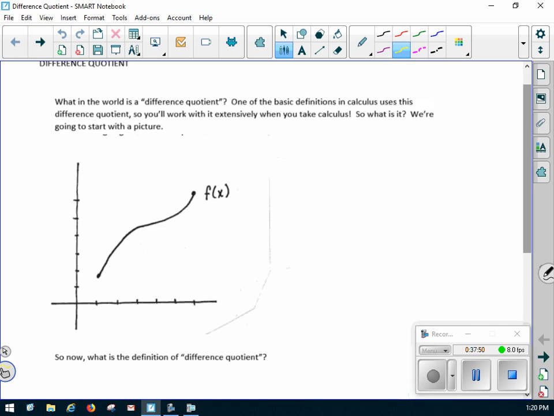What I'm going to show you is stuff you already know, just put together in a different way. I promise you already know everything I'm going to show you. I'm just going to show you how to put it together differently. We're going to start with a picture. Now I've got a graph, and I have called this graph F.